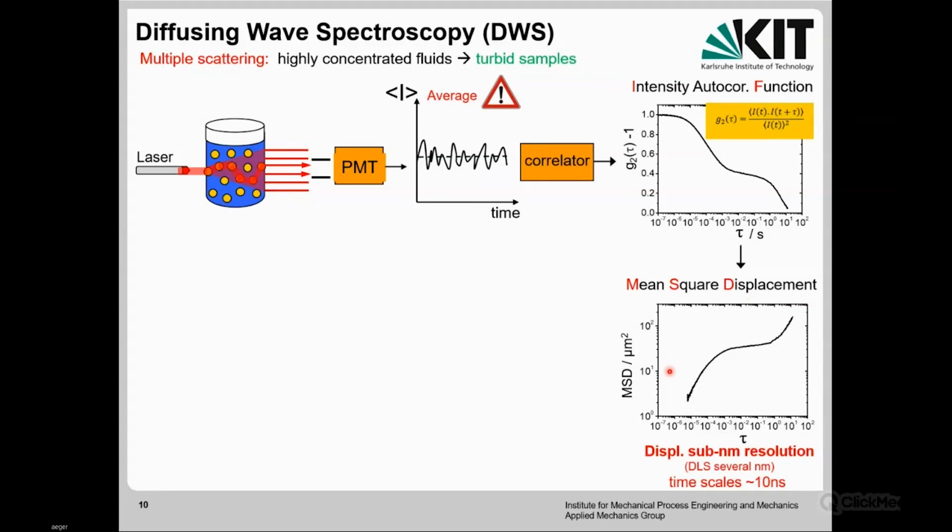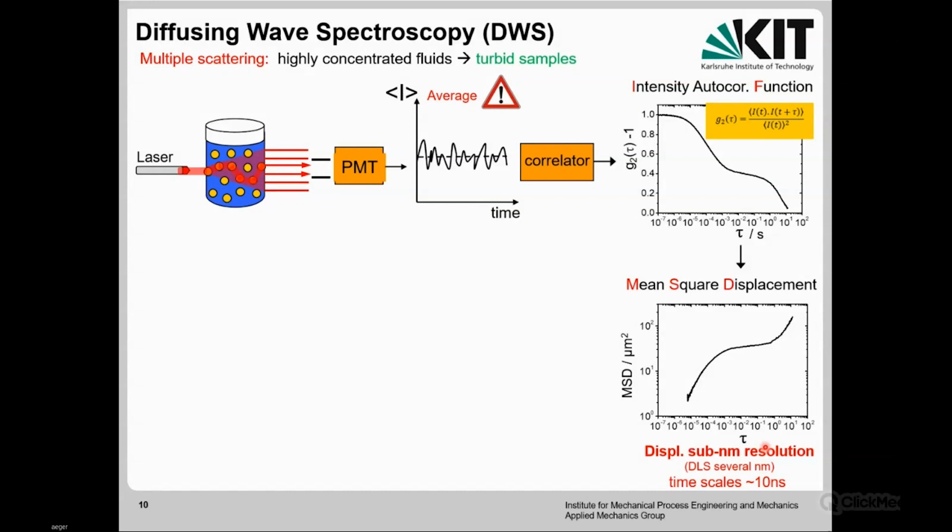This is the behavior of the mean square displacement within a viscoelastic material. We have this S-shaped form here. And what is very important with DWS compared to DLS is that in DWS you can measure very small particle displacement down to sub-nanometer resolution. Compared to DLS, dynamic light scattering, where you can measure several nanometer displacement, we have much better resolution in DWS.